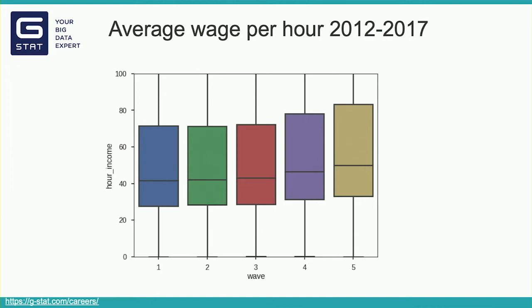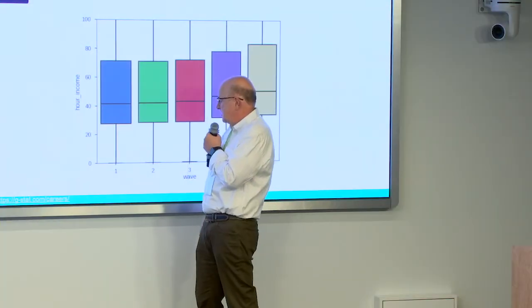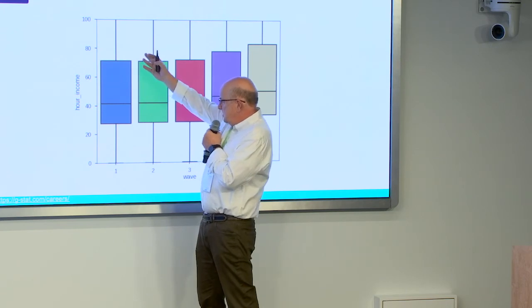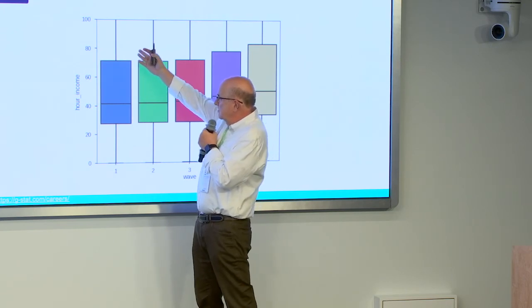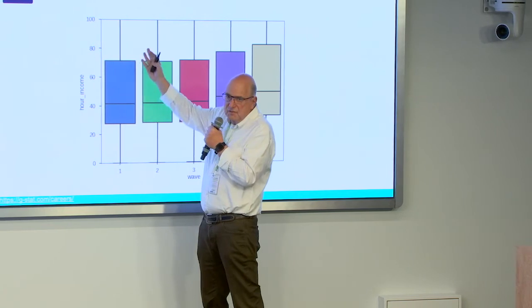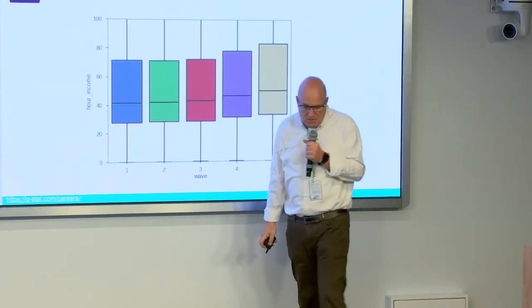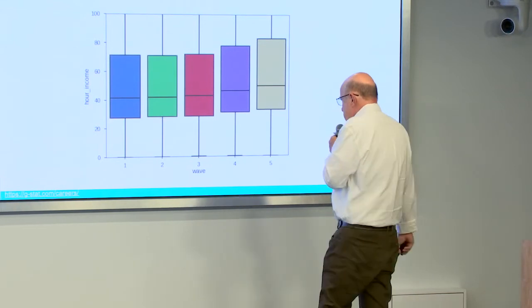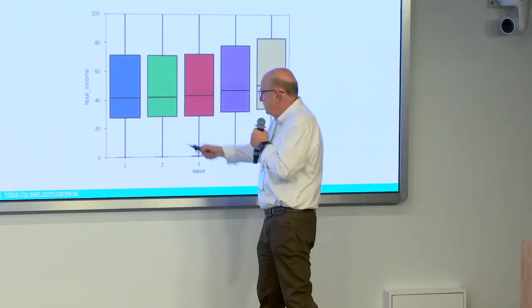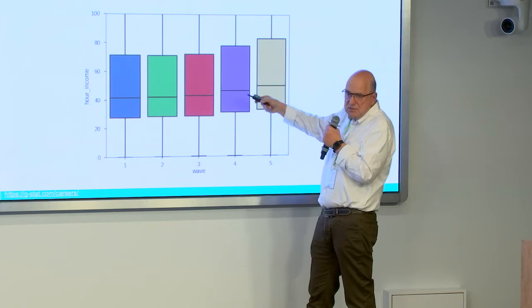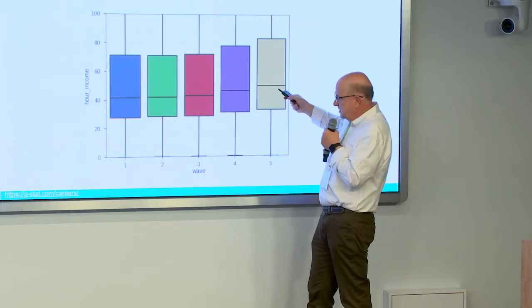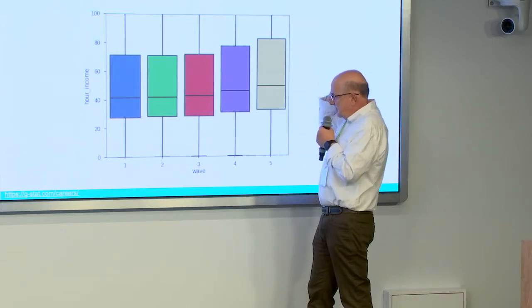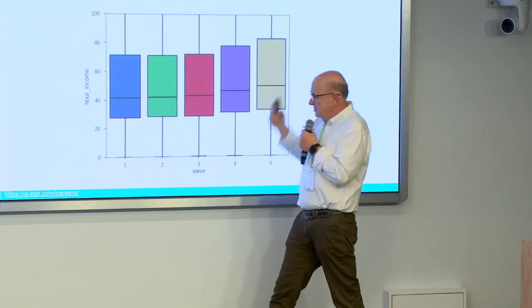This is the wage, hourly wage. Each of these boxes shows the distribution in each year of the hourly wage of those who participated in the survey. We can see the dynamics of the wage increasing during the years. And what we were interested in was two things.